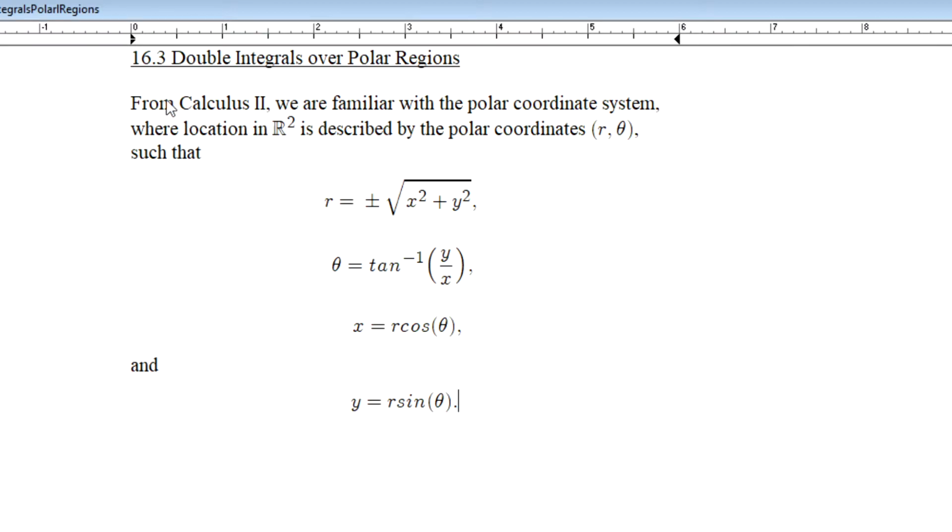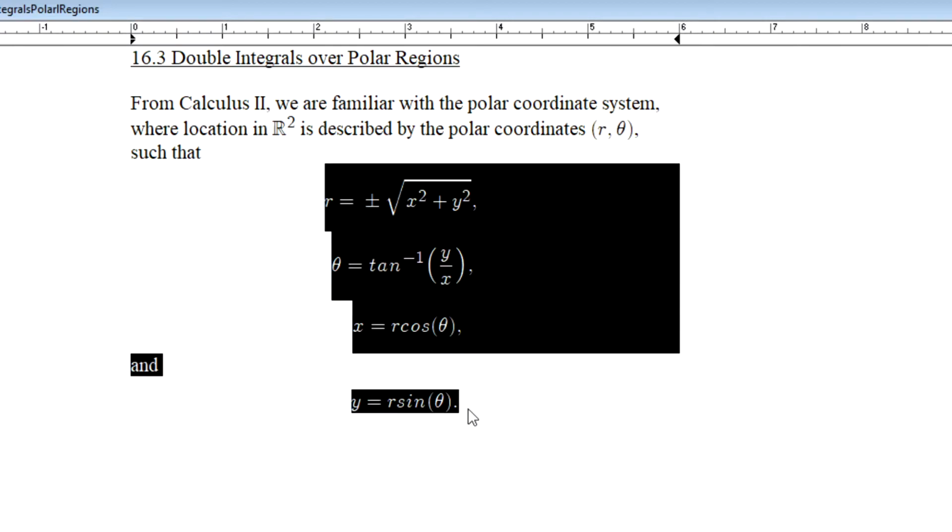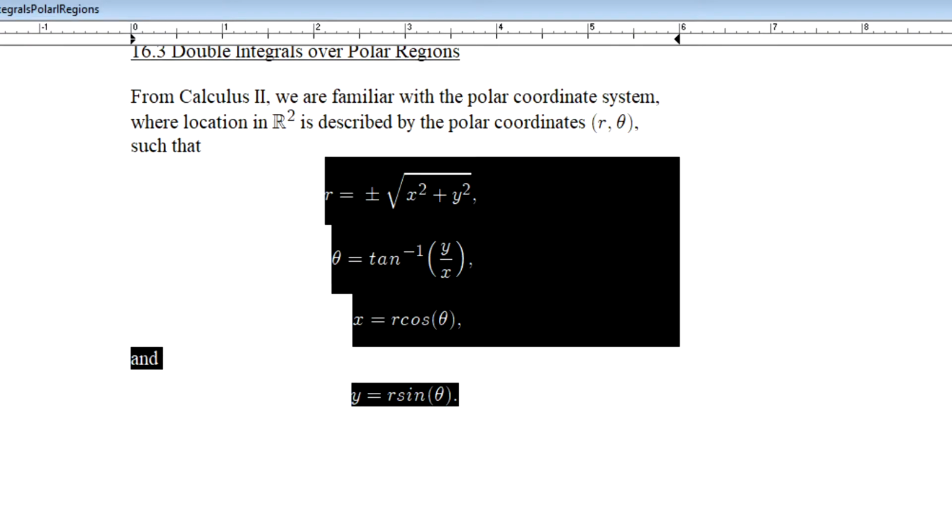All right? Recall from Calculus 2, we established this understanding with respect to location in two-dimensional space, where we have this location described in this polar coordinate system by this polar coordinate r comma theta, and the relationship of r comma theta back to those rectangular coordinates involving x and y, right?